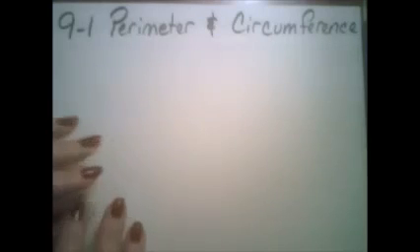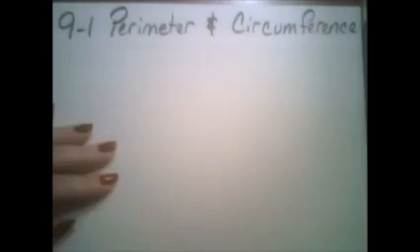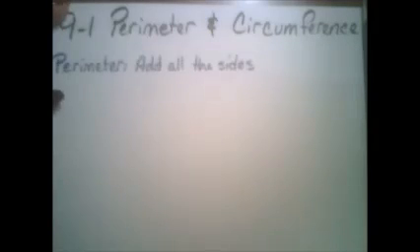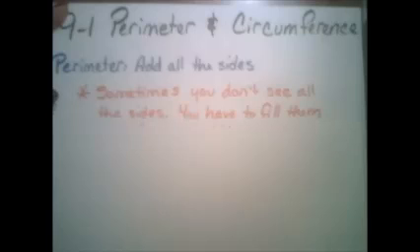Hello and welcome to Chapter 9, Section 1, Perimeter and Circumference. So this is the 7th grade version of asking you to add up all the sides. Now, when you were a little kid, they made this very easy and they gave them all to you.